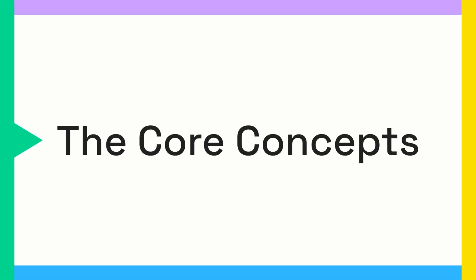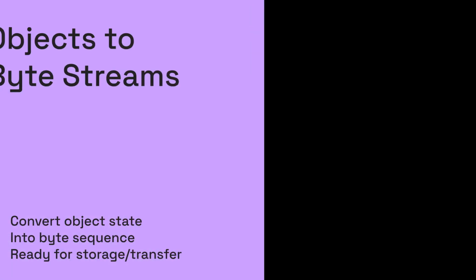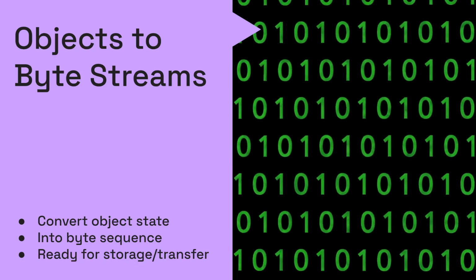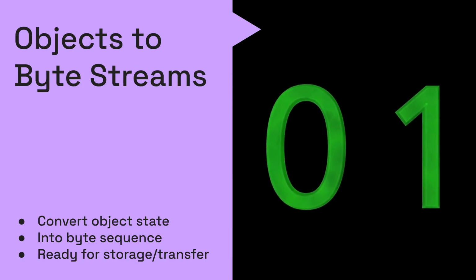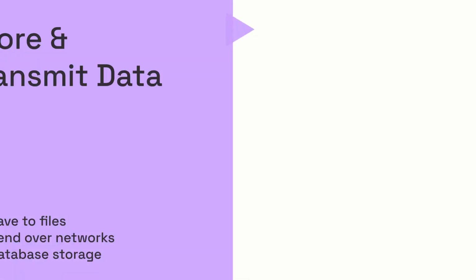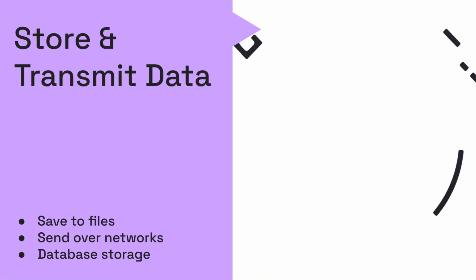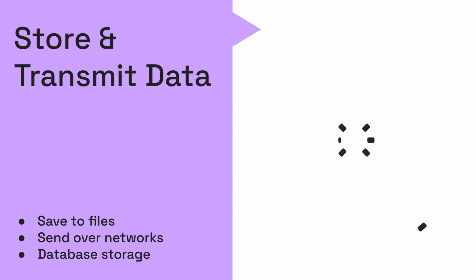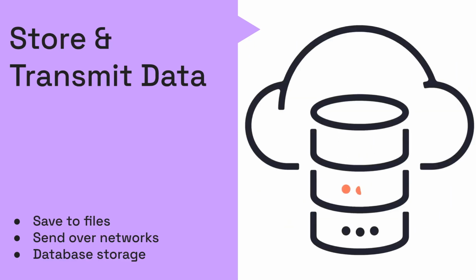Let's break down the core ideas behind these processes. Serialization transforms an object's state into a sequence of bytes. This byte stream can then be written to a file or sent across a network. Once serialized, the data is in a portable format. This allows you to store it in databases, files, or send it over the internet to another application.